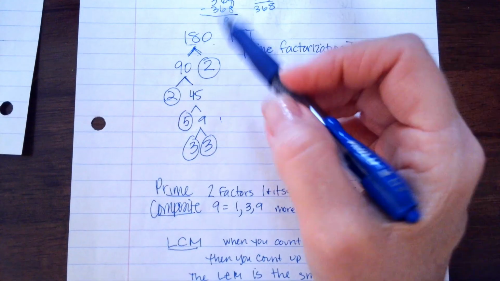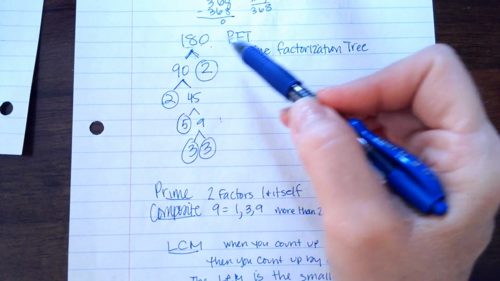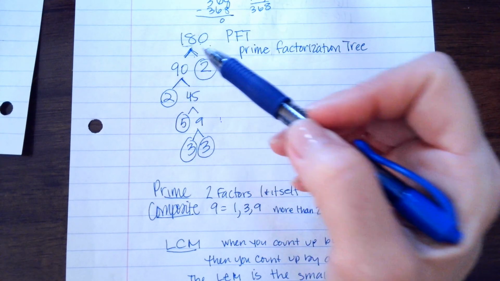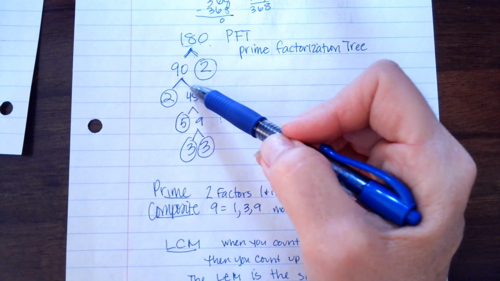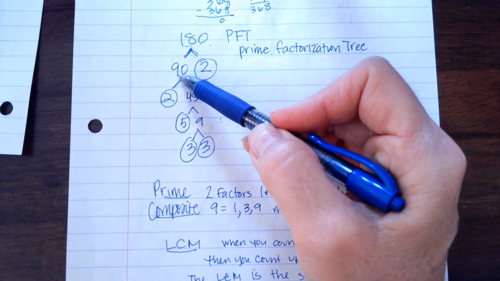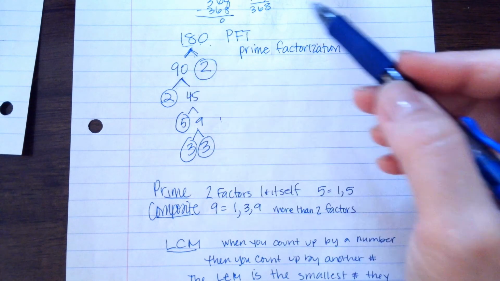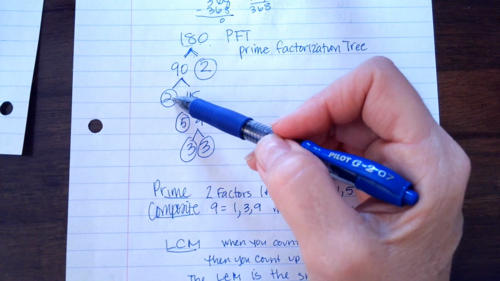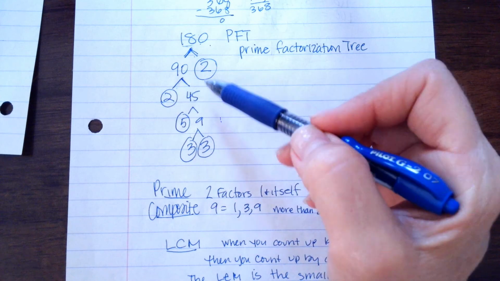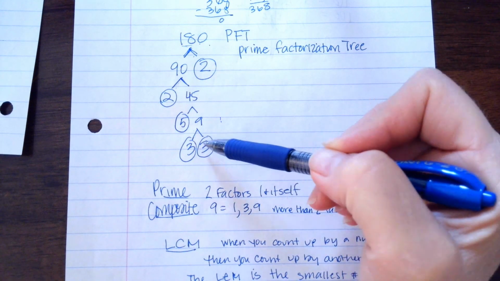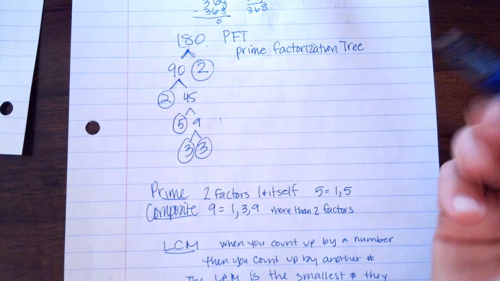So 180, we could use any number that goes into 180. You happen to choose 90 and 2. Then for 90, you chose 2 and 45. We could use 9 and 10. We can use whatever we want as long as it divides down. It's 100% fine. Then you chose 2 and 45, then you chose 5 and 9, and then you chose 3 and 3.